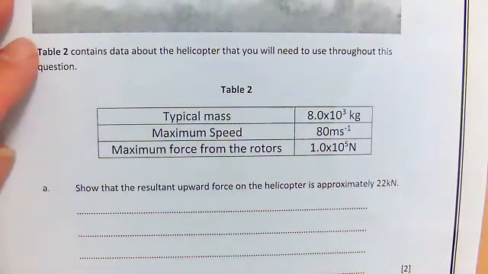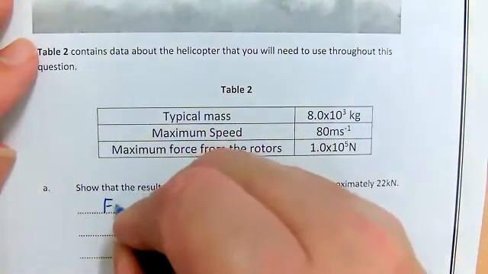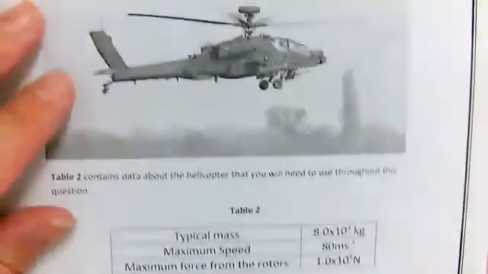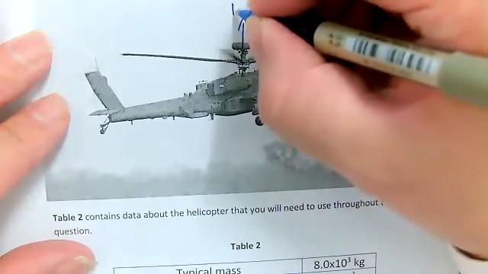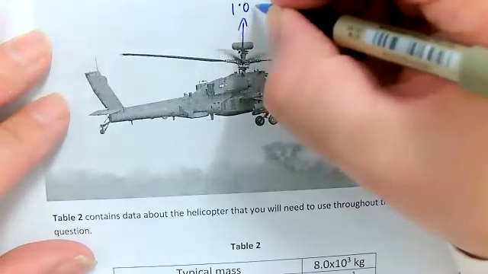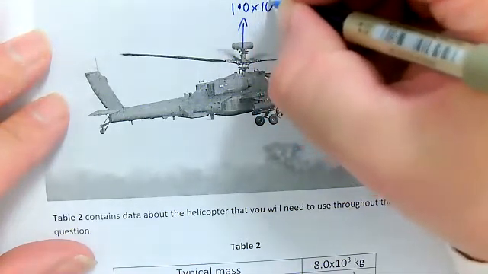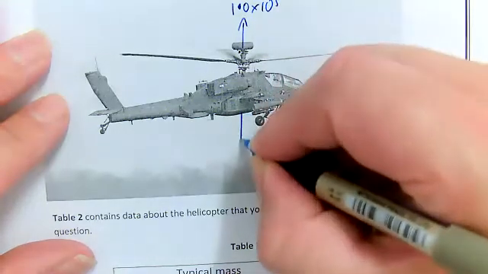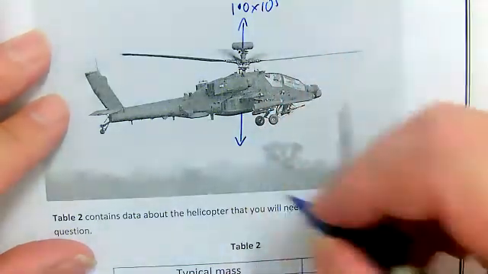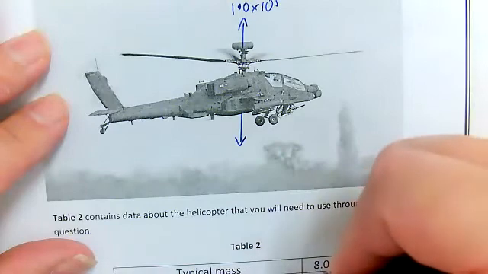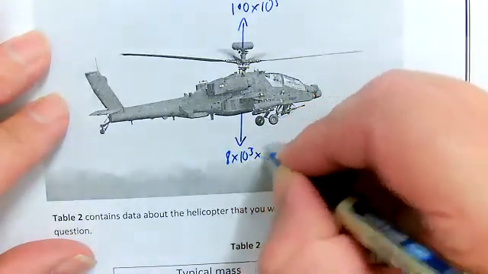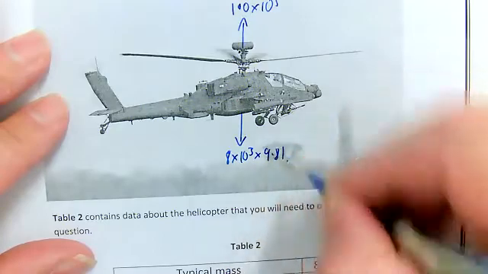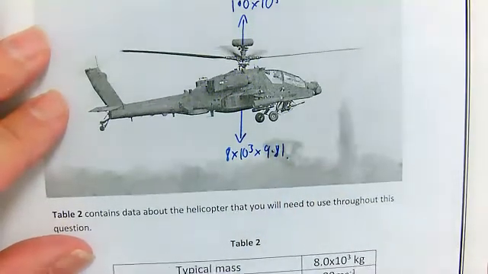Most of you got this right, so I'm not going to spend a long time. The resultant upward force, well, if we think about it on the helicopter, you're going to get your upward force, which is 1.0 times 10 to the power of 5. And there's going to be a downward force, which is the mass, which it said was 8 times 10 to the power of 3 multiplied by 9.81. Okay, the acceleration due to gravity.